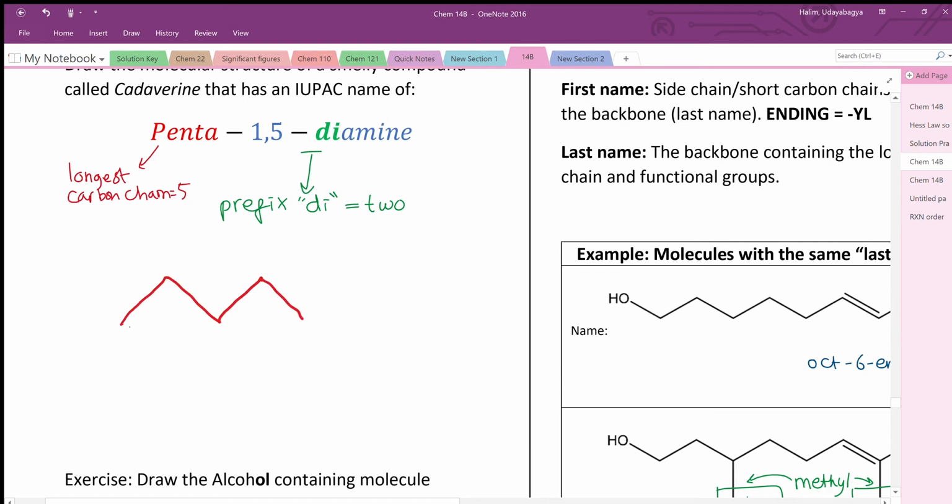So we have 5. So 1, 2, 3, 4, 5. Position number 1, I have an amine, so NH2. And position number 5, there's also an amine group, NH2. Usually, I try to make sure that it's a little bit clear that the carbon is bonded to the nitrogen. So I flip the sign around to have the nitrogen sticking to the carbon molecule, just for extra clarity, which is what you'll see the majority of the time. Okay.